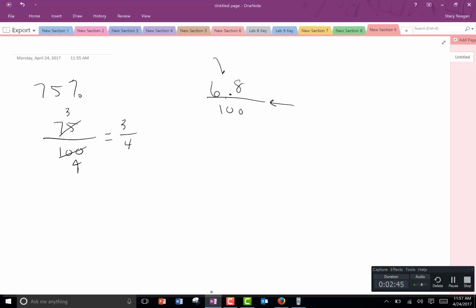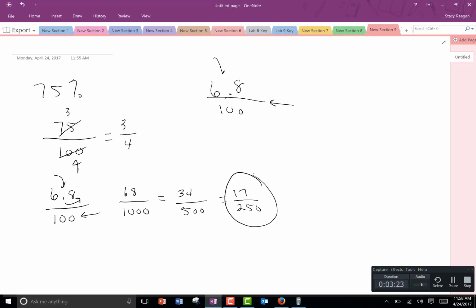If I'm trying to do this by hand, I want to get rid of this decimal, and the way I get rid of it is it needs to come over one place. If it comes over one place, that's how many zeros you add to the bottom. So the top would be 68, the bottom would be 1,000. Now, by hand, 2 goes into 68 34 times, and 2 goes into 1,000 500 times. Then 2 goes into 34 17 times, and 2 goes into 500 250 times. So that's how the calculator is getting that answer.